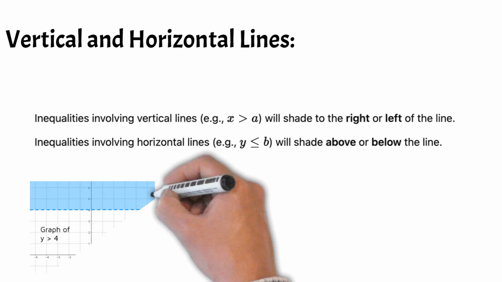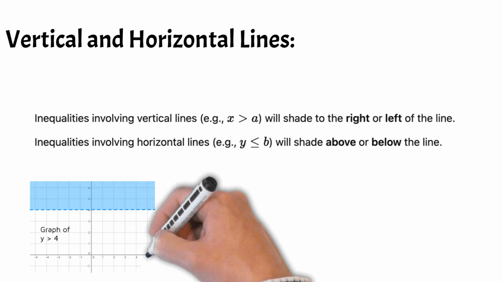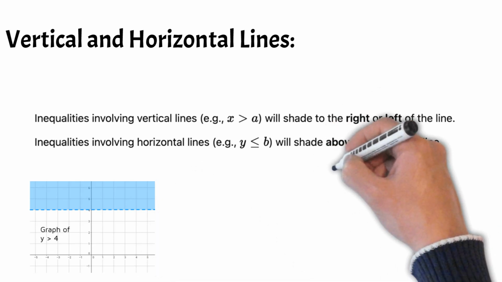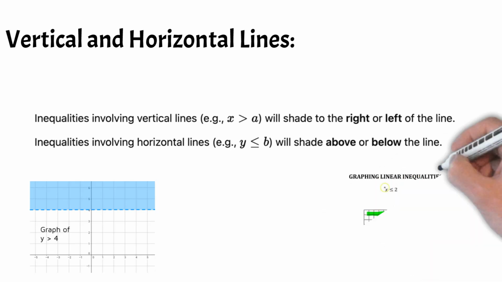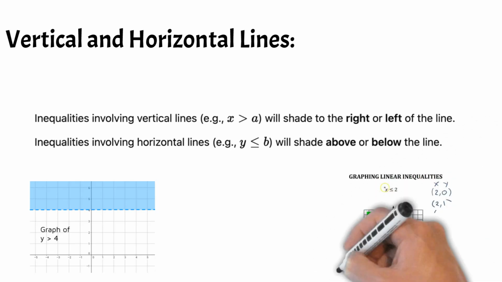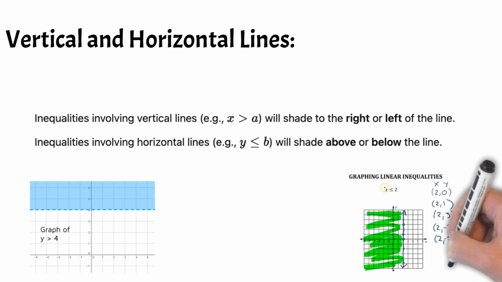We have y is greater than 4, and that is shown with a dotted line and shading above. Another example is shown concerning vertical lines: x is less than or equal to 2, and you can see that the shading is on your left, with a bold line.